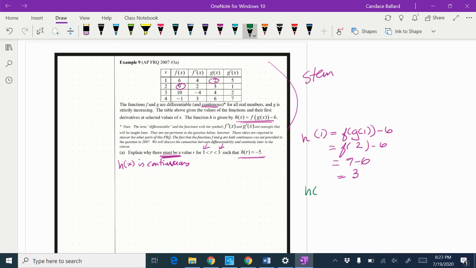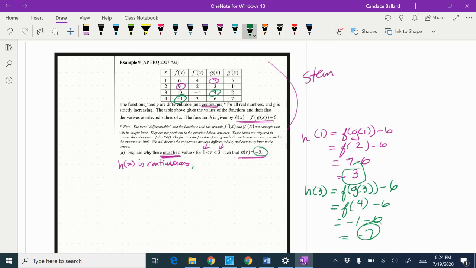Now I need to find h of 3, and I have to make sure that -5 is between these two numbers. So f of g of 3 minus 6. So g of 3 is 4, and then f of 4 is negative 1. So h of 3 is negative 7. And good news, we know that negative 5 is between negative 7 and 3. So we're going to finish up this statement. So h of x is continuous.